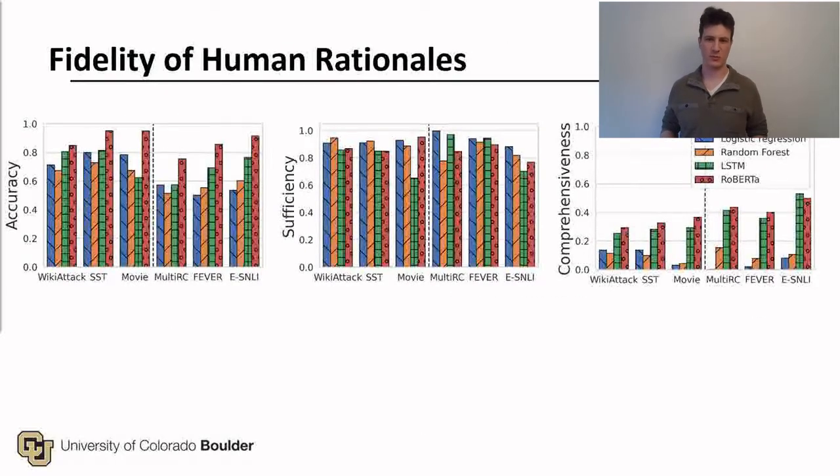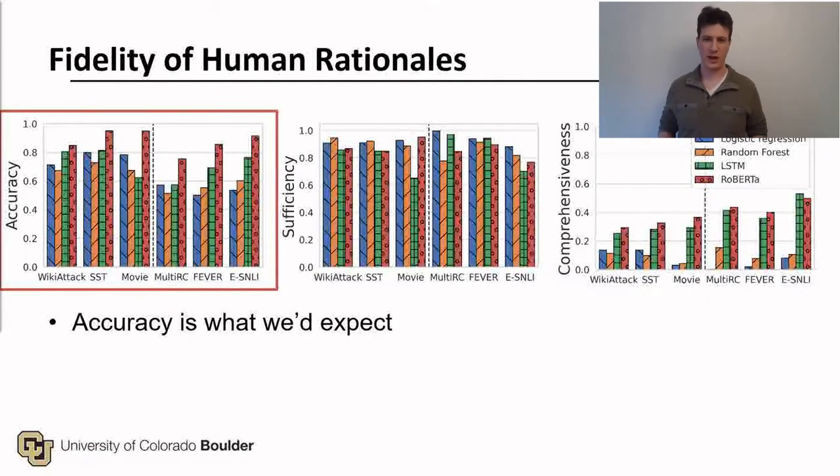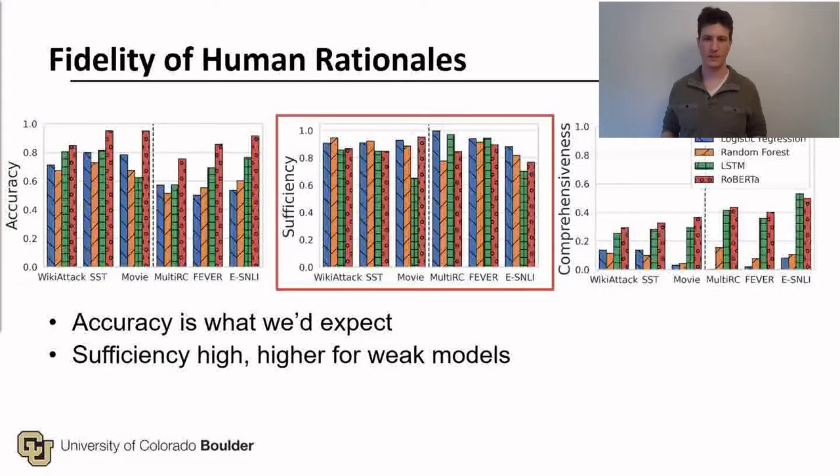And that brings us to the main result of the study. We investigate the fidelity of human rationales using 4 models: logistic regression, random forest, LSTM, and the Roberta variant of BERT. Looking at model accuracy, we see basically what we would expect. Roberta outperforms all the other models, and LSTM outperforms the non-neural models in almost every case. Looking at sufficiency, we see that the sufficiency of human rationales is generally between 0.8 and 0.95, with the same rationales showing higher sufficiency on weaker models generally than on stronger ones.